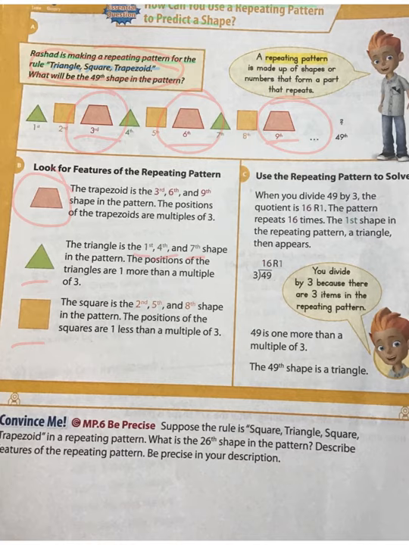So we're going to use the repeated pattern to solve. We're just dividing 49 by 3. And if you divide 49 by 3, you will see here that you get a remainder of 1. Since we have a remainder of 1, it's going to be a triangle because that is the first shape.